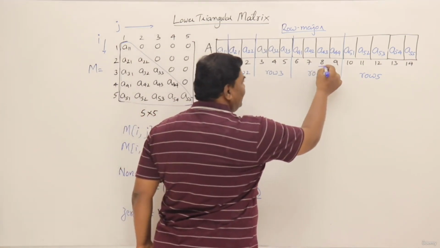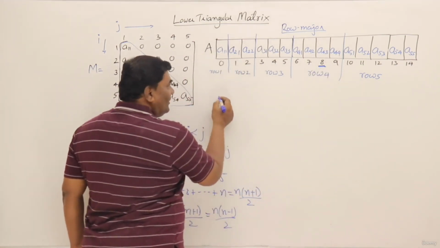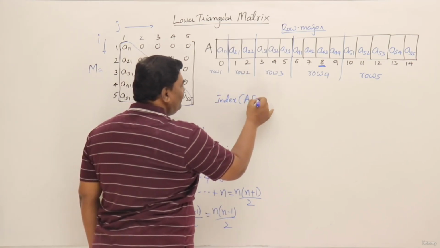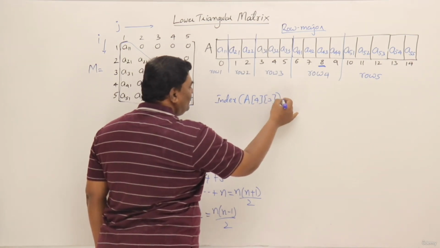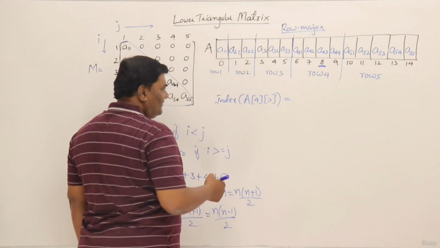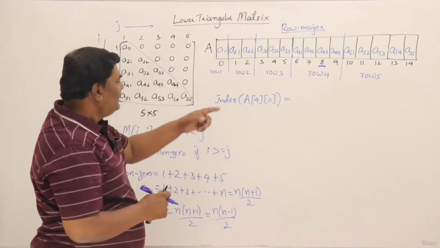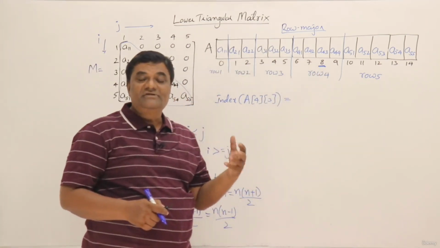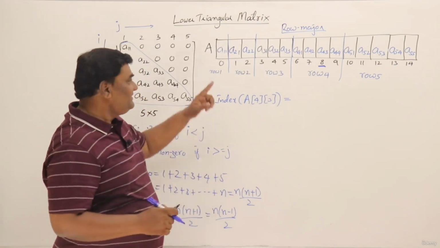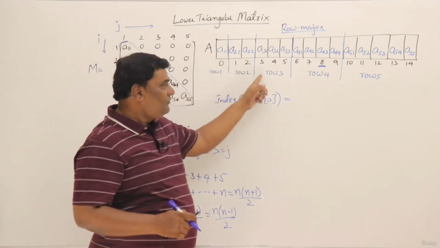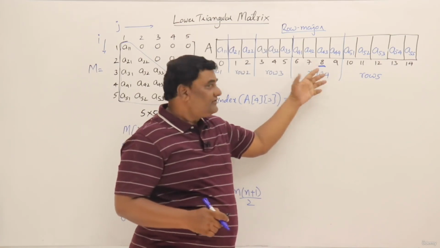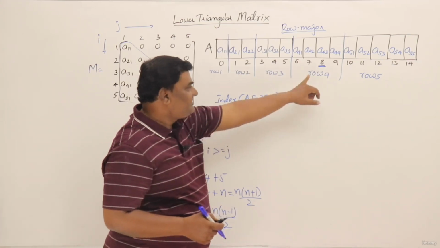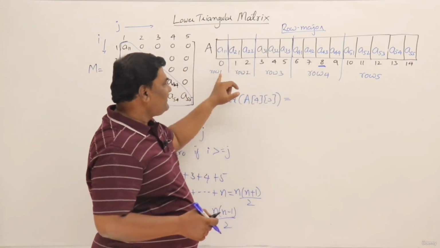If I want to reach this element, then what should be the index of A of 4, 3? In this array its index is 8, so I should get 8. If I start the array from index 0, I have to move 8 indices to access this one. So how do we know how many indices we have to move? This element is in the 4th row, so it will come after 3 rows.